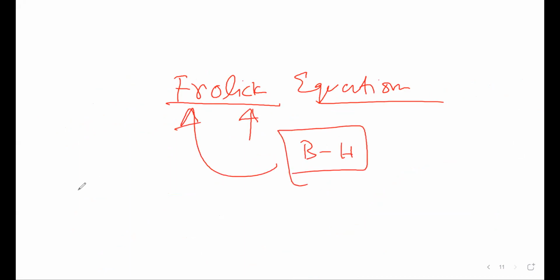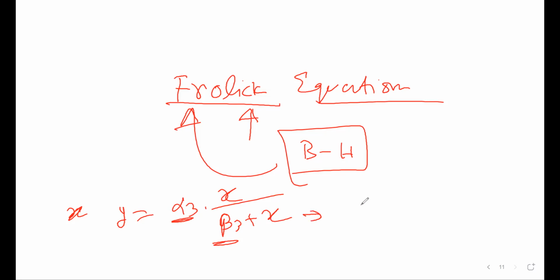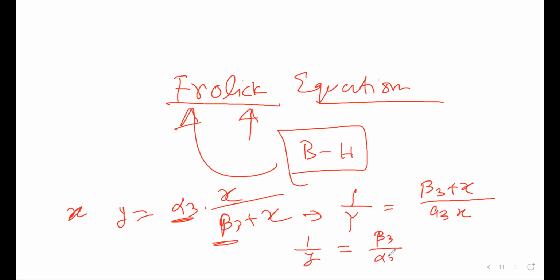Okay. That's why you see that your equation is y equal to alpha 3 into x divided by beta 3 plus x. You have to find your alpha 3 and beta 3, which you cannot find so easily. What you can do is write this equation in this form: 1 by y is equal to beta 3 plus x divided by alpha 3 x. Can you do that? And then it will be equal to 1 by y is equal to beta 3 divided by alpha 3 into 1 by x plus 1 divided by alpha 3, isn't it?